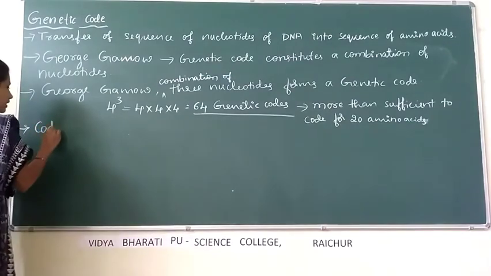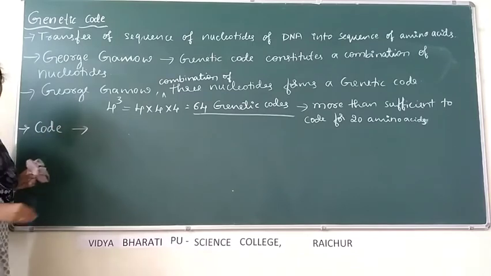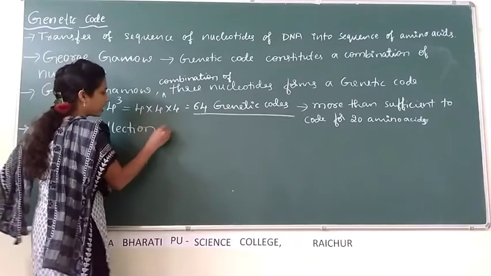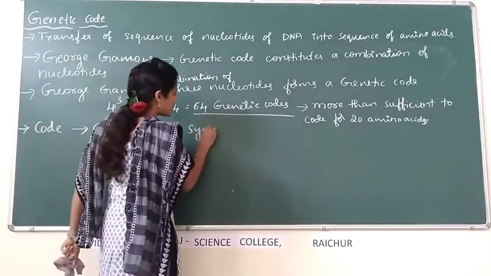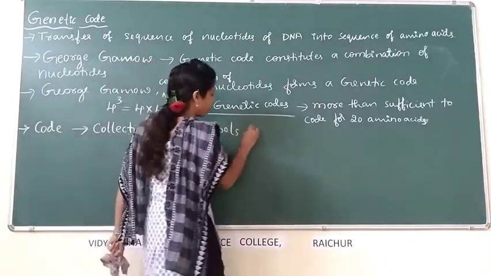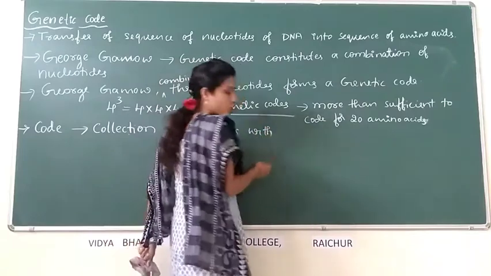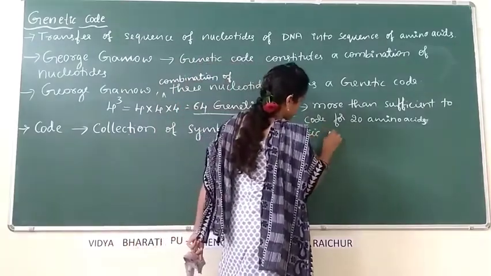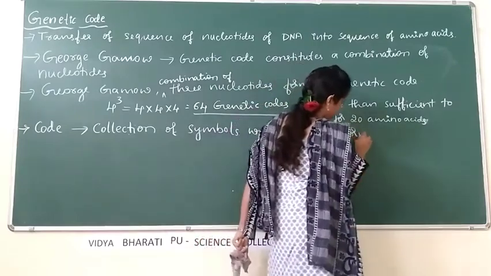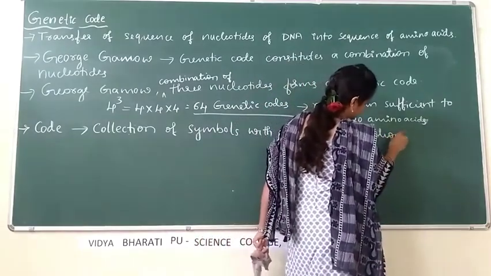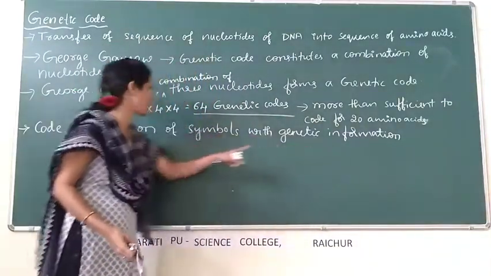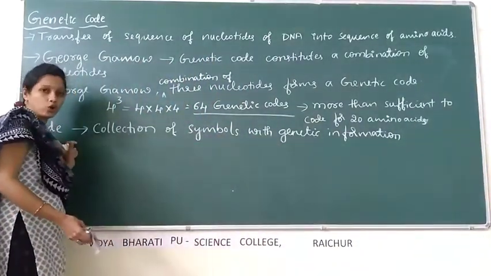Code is nothing but a collection of symbols. It's a collection of symbols with genetic information. A collection of symbols with genetic information is nothing but code.